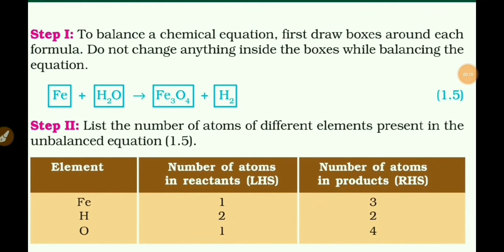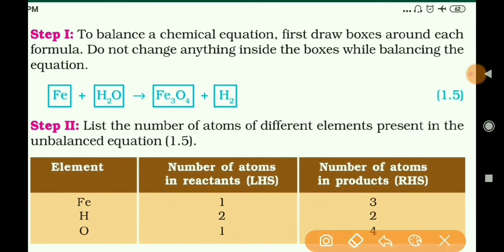Step 2. As we saw in the previous balanced equation with the help of a table, in the same way list the number of atoms of different elements present in the unbalanced equation. But here, let us see one iron atom in the reactant, 3 atoms in the product, 2 atoms of hydrogen in LHS, 2 atoms of hydrogen in RHS. The same, 1 oxygen in LHS but 4 in RHS.